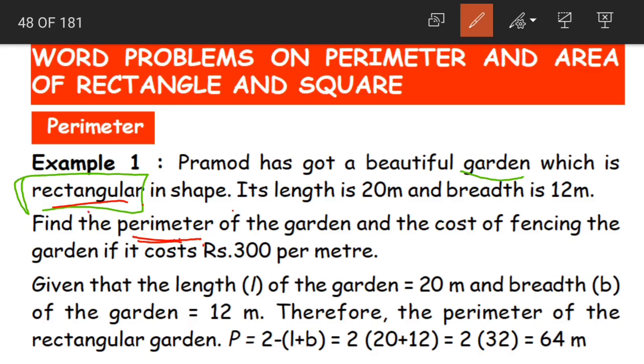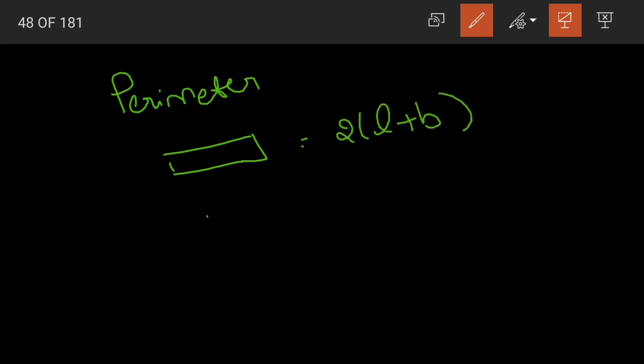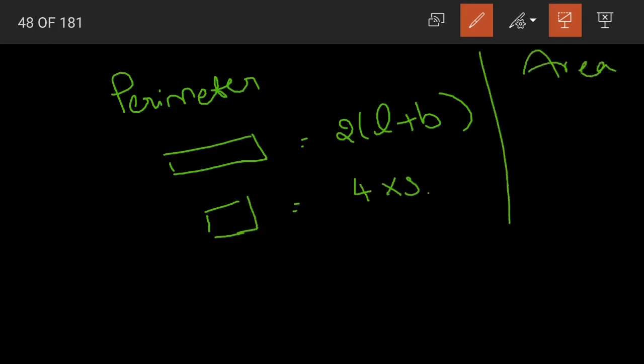What is the formula for perimeter of rectangle? 2 into L plus B. What is L plus B here? Length plus breadth. Do you remember children? Let us revise the formulas first. I think it would be better, right? Perimeter of rectangle is equal to 2 into length plus breadth. Perimeter of square is equal to 4 into side. In the same way, what is the area children? Area of rectangle is equal to length into breadth and area of square is equal to side into side.